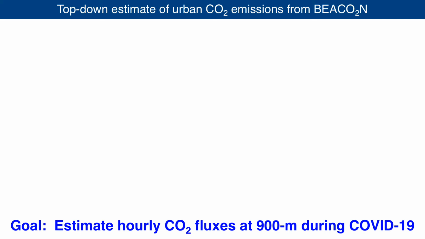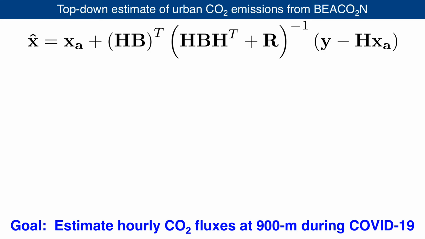All right, now we're going to try and estimate CO2 fluxes using those beacon measurements. Our goal is to estimate hourly CO2 fluxes at 900 meter resolution across the San Francisco Bay Area during COVID-19. To do this, we're going to use Bayesian inference, and we'll walk through a couple terms in this expression here.